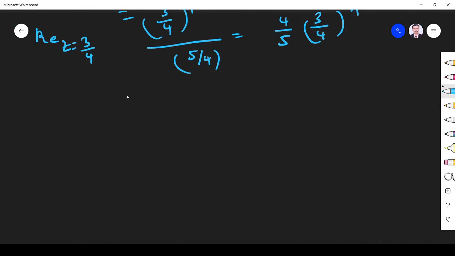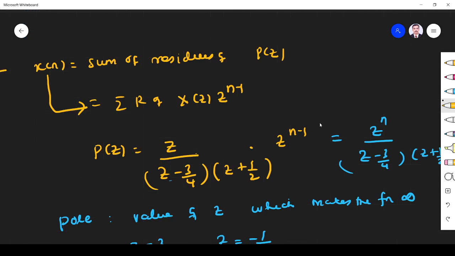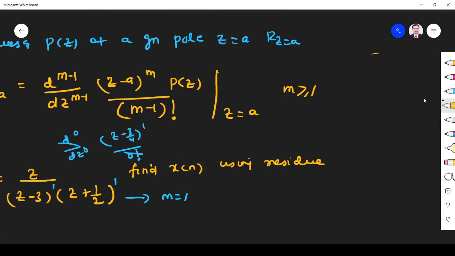Similarly, we have to find the residue at the second one, minus 1 by 2. So the residue at z is equal to minus 1 by 2. Again it is first order only. What is the formula? You see, this is first order only. If you substitute m is equal to 1, 1 minus 1 is 0, so d power 0 by dz power 0 is 1. Here 1 minus 1 is 0 factorial, 1. (z minus a) is (z plus 1 by 2), since I have to find the residue at minus 1 by 2, into P(z). P(z) already I found.